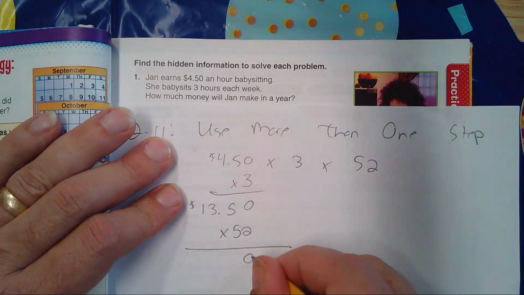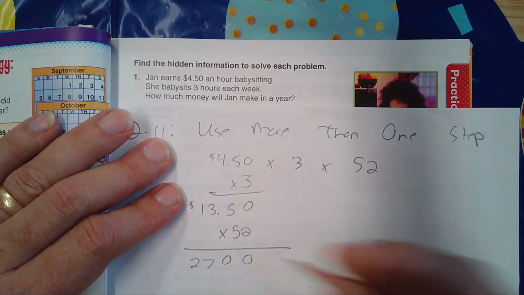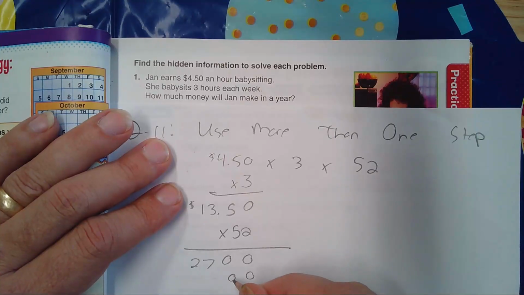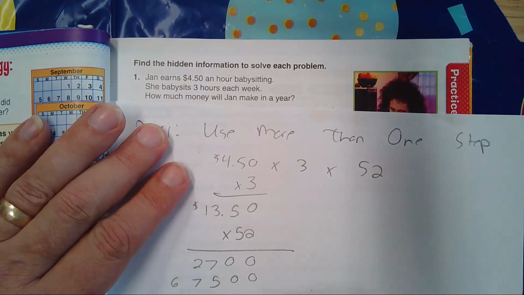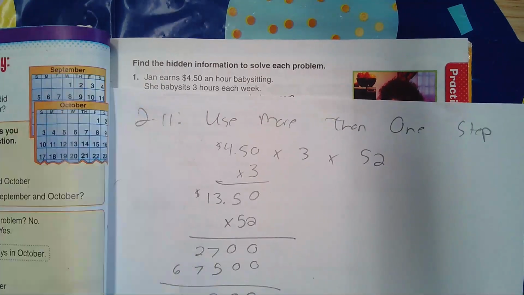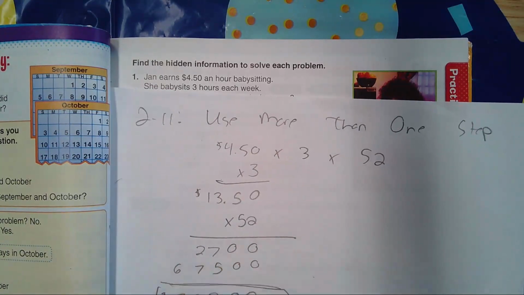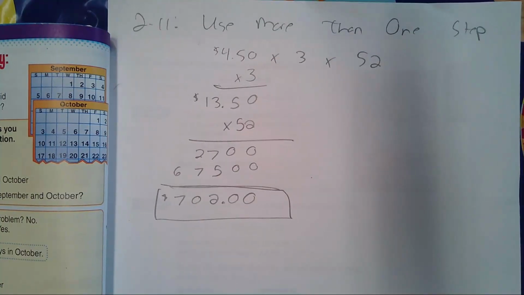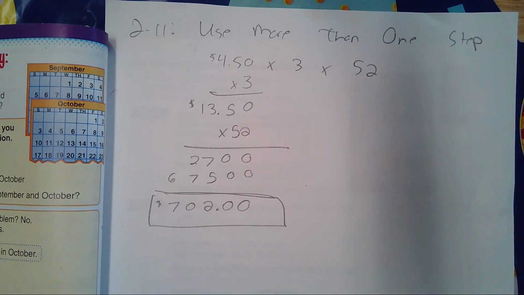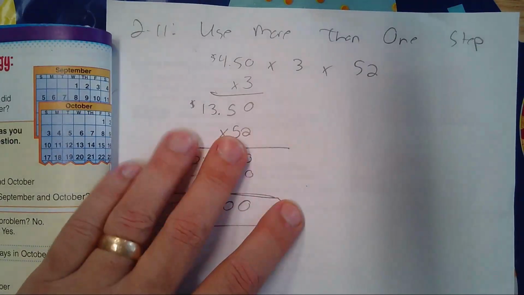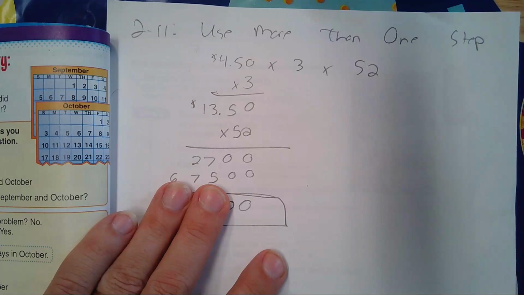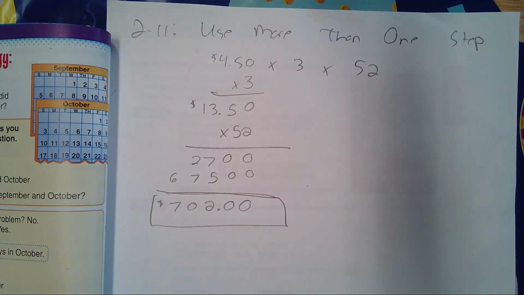I know what I did. And that would be, how much does she make in a year? I got $702. So, more than one step, right? Because what did I have to do? First I figured out how much she made a week, then I had to figure out how much she made a year. That's 2 steps. So that's hence the use of the more than one step part of the thing here.